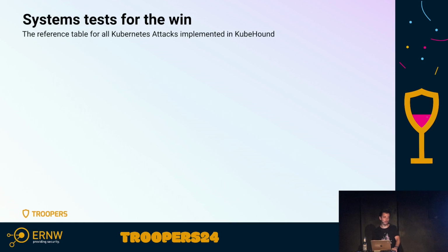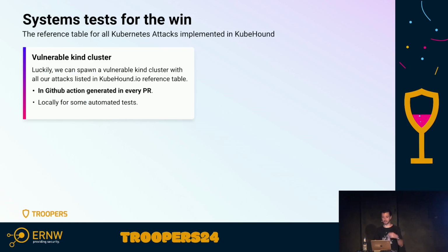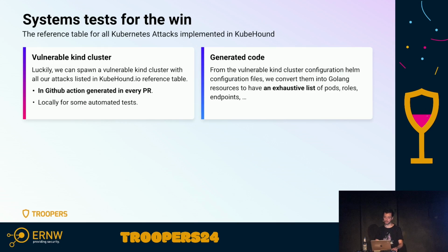But it's not enough, and this is why we try to introduce system tests. Basically, every time we push a PR, we spin up a vulnerable cluster on GitHub Actions. We translate the configuration from this cluster into Golang code, so we can actually match: do I have all the pods, do I have all the nodes in the end results?